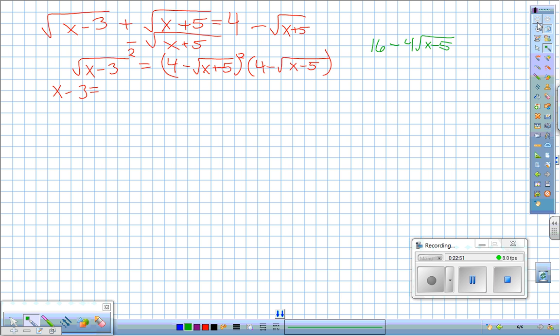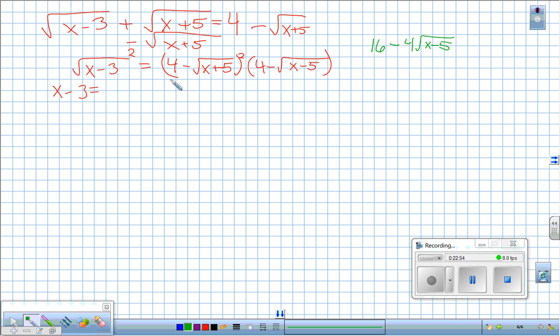Okay, my inner terms will be this negative square root of x plus 5 times this 4. So I have another negative 4 square root of x minus 5. The square root of x minus 5 times the square root of x minus 5 is going to just be equal to plus x minus 5. So what's underneath that square root when I multiply them by each other? So when I go back to write it underneath, and write it on my next line, you guys can work down if you want to. I just don't like taking up all the room.